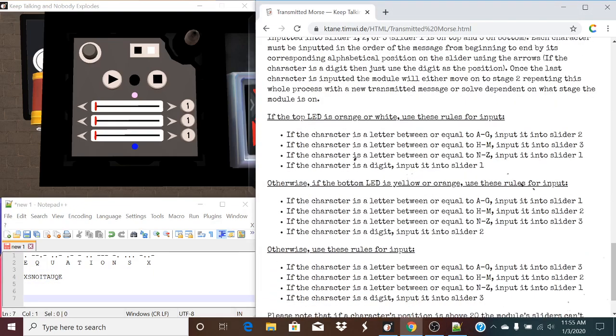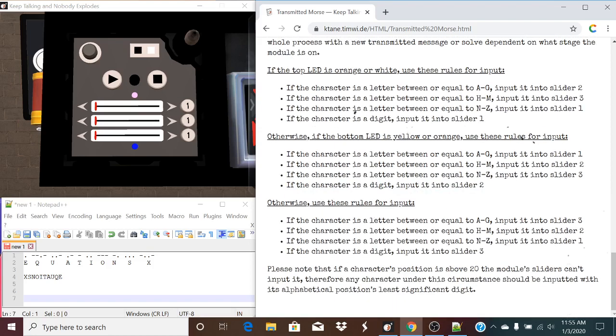So taking a look, what are we inputting? Top LED is orange or white? No, it's pink. Bottom LED is yellow or orange, and we're looking at the same rules again. Characters between Alpha and Golf? No, we're looking at X-ray. X-ray, however, is a 24. So we're going to submit it on slider 1, but in position 4.